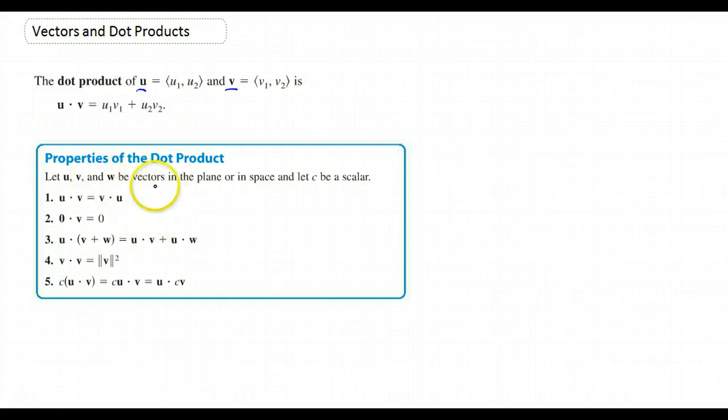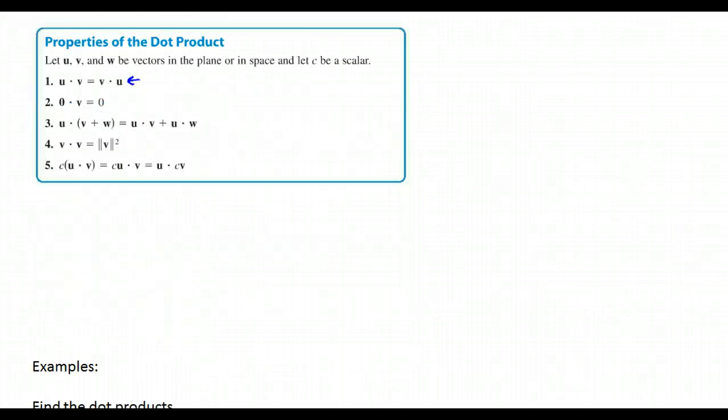Okay, now here are some properties of the dot product. It's commutative, which means the order doesn't matter. 0 dot any vector is 0. You can distribute the dot product, and v dot v, a vector dotted with itself, is equal to the magnitude of the vector squared. And you can also do the scalar times the first vector and then dot the second one, or do the scalar times the second vector and dot that.